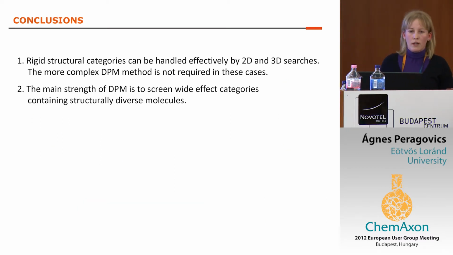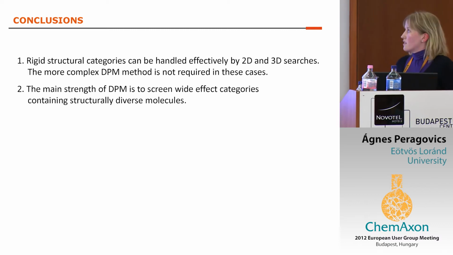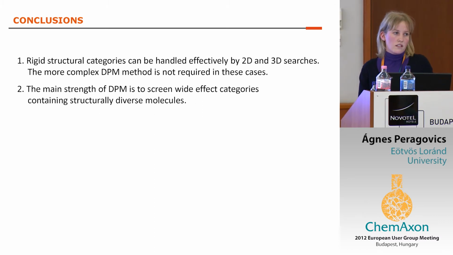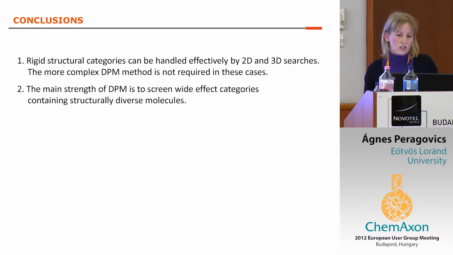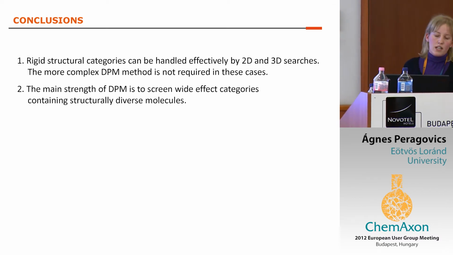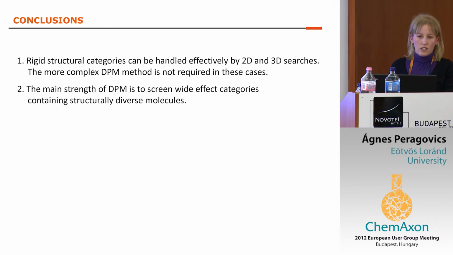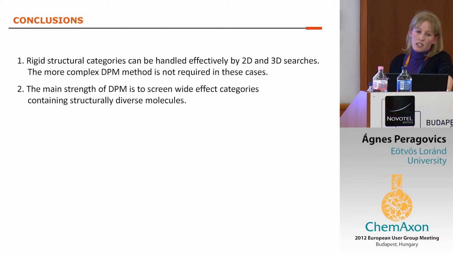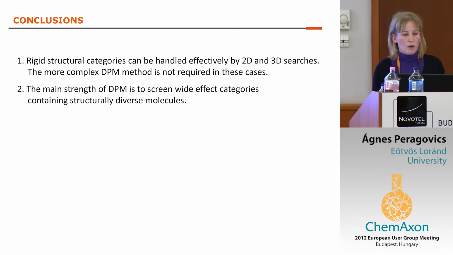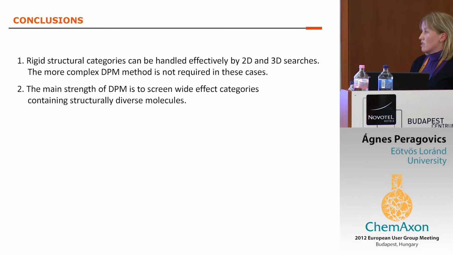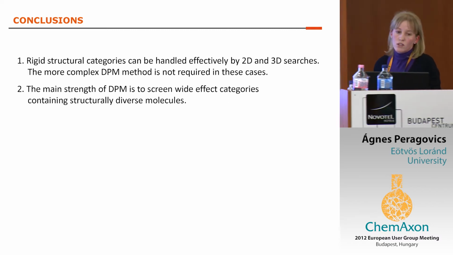So my conclusions are that the rigid structural categories can be handled effectively by the traditional searches, and the more complex drug profile matching method is not required in these cases. But we think that the main strength of drug profile matching is to screen wide effect categories containing structurally diverse molecules.